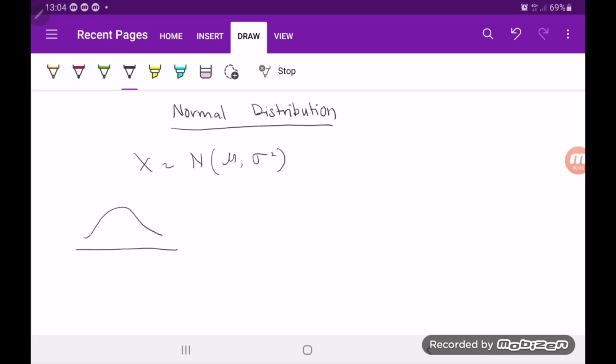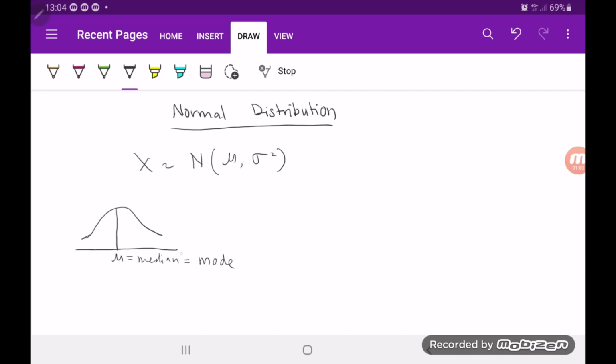Okay, this is the nu, the mean, which is equal to the median, equal to the mode. Okay, that is the symmetrical graph about x equal to nu.